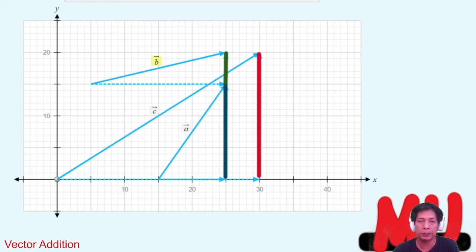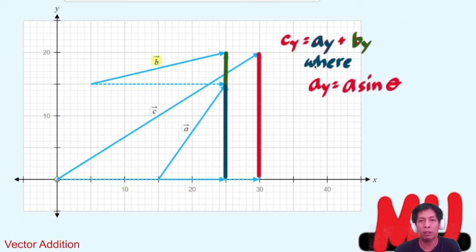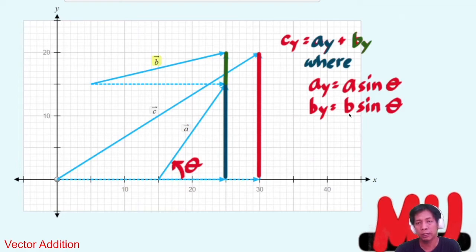In equation form, the component of the vector C along the vertical, which is Cy, is simply the component of vector A along the vertical, represented by this blue line, plus the component of vector B along the vertical, represented by this green line. And Ay can further be calculated using this formula: Ay is equal to A sine theta, where the angle is the direction angle of vector A. Now for the other vector, vector B, the component can be calculated by multiplying the magnitude of this velocity by the sine of the direction angle, which is this.